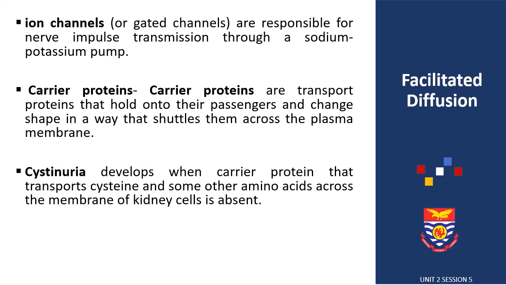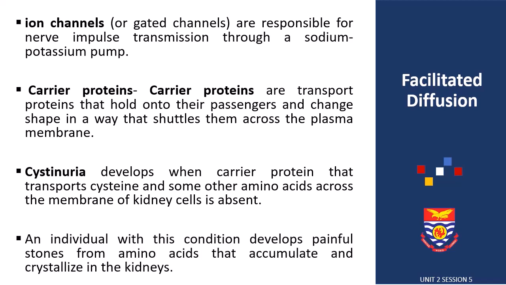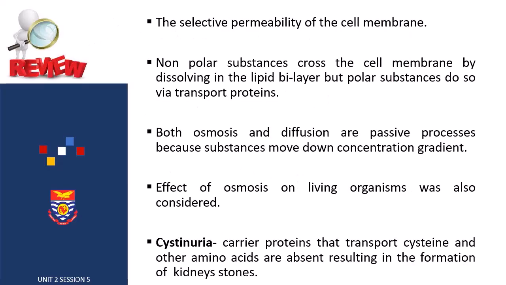Now let's have a look at cystinuria. This is a condition in humans and it develops when carrier proteins that transport cysteine and some other amino acids across the plasma membrane of the kidney cells are absent. And by so doing, the individual with this condition develops painful stones from amino acids that accumulate and crystallize in the kidney.